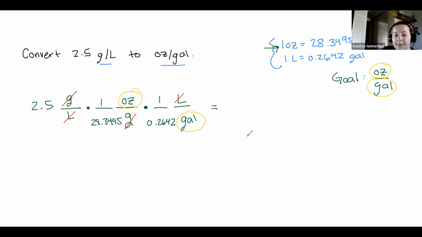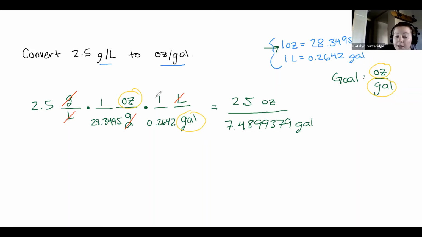When you're doing this on paper, I would multiply your numerators together and multiply your denominators together. So we'll have 2.5 times 1 times 1. That'll give us 2.5. And then in the numerator, we are left with units of ounces. In our denominator, we have 28.3495 times 0.2642. So that gives us 7.4899379. And then in our denominator, we are left with the units of gallons.